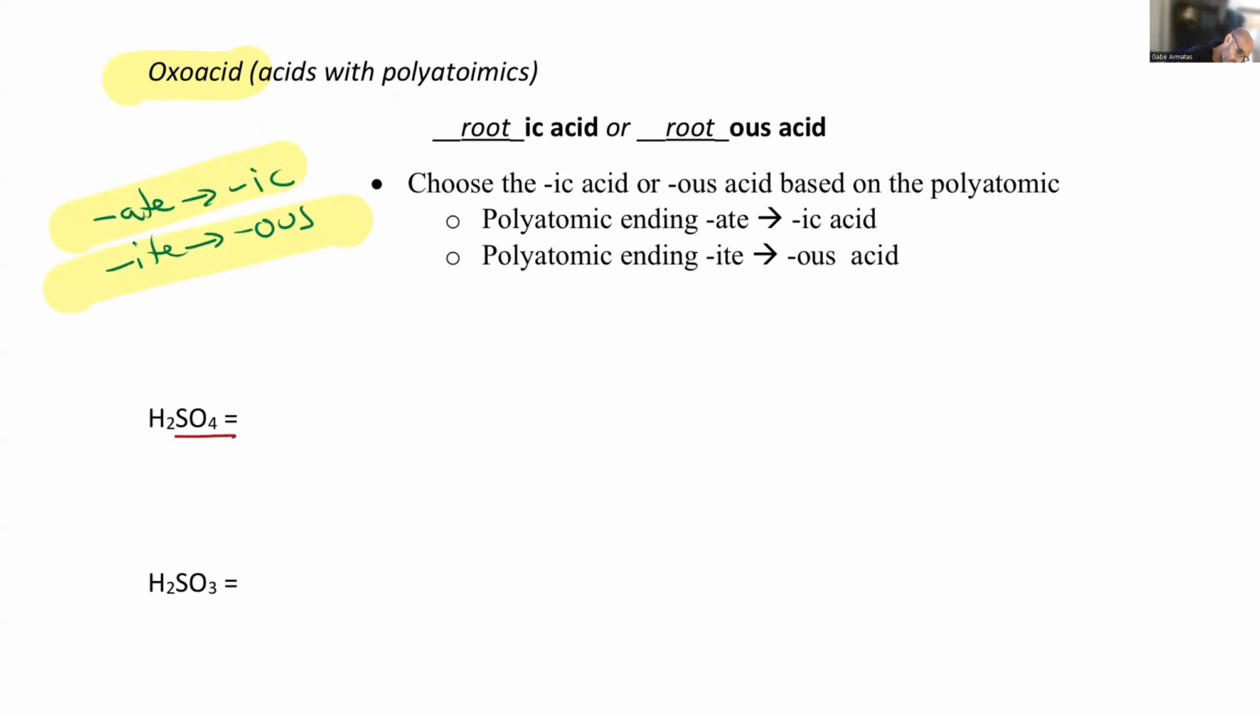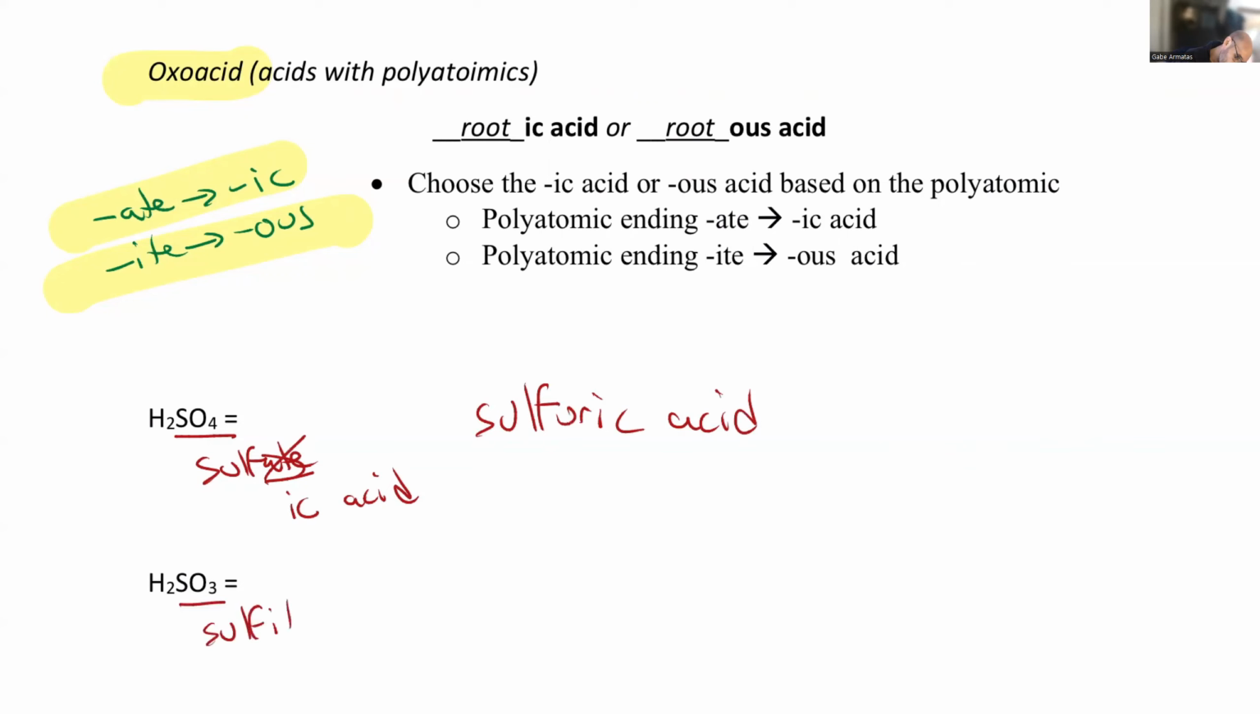So I know that SO4 is sulfate. Ate turns into ic acid, sulfuric acid, and you'd be fine. Sulfic acid would be fine too, but sulfuric is typically what we call it. HSO3, SO3 is sulfite. The ite turns into ous acid, so sulfurous acid. Okay, so again, ate goes to ic, ite goes to ous.